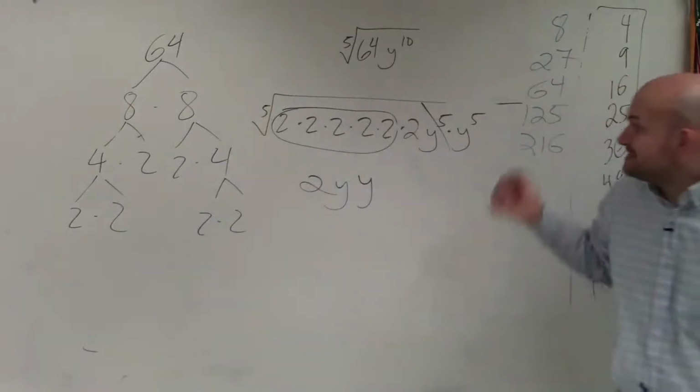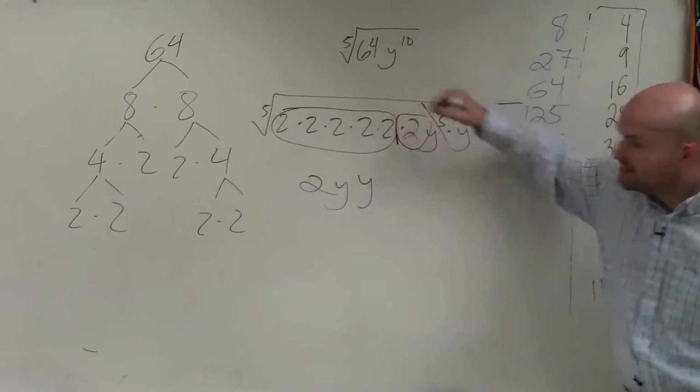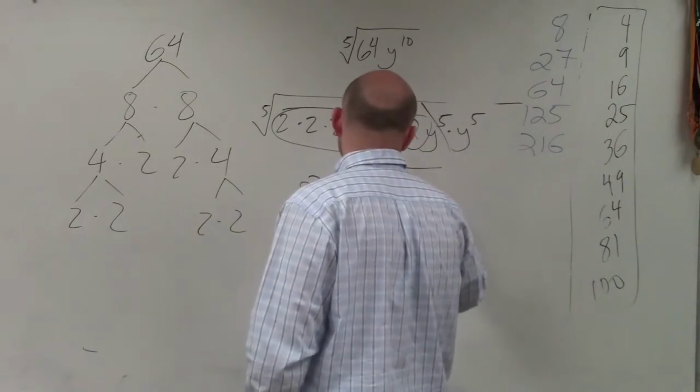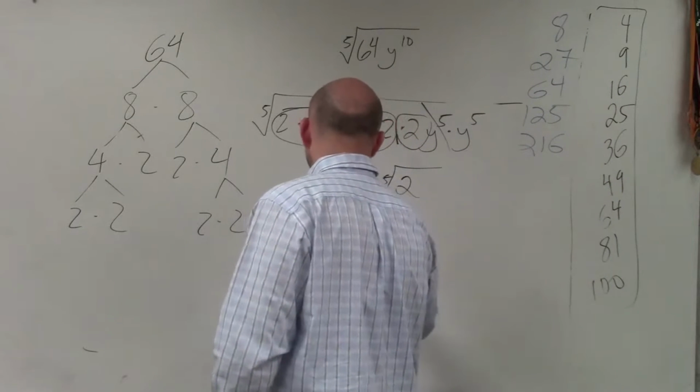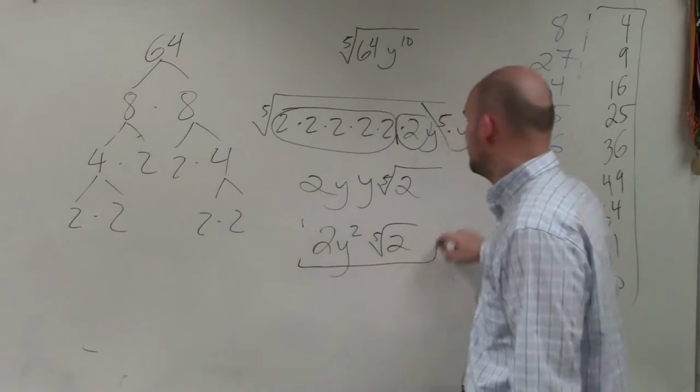So now I've taken the 5th root of everything except for this number 2 in here. So therefore, I need to keep a 5th root and leave 2. So my final answer is 2y squared times the 5th root of 2.